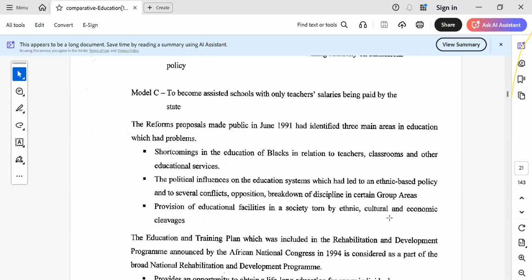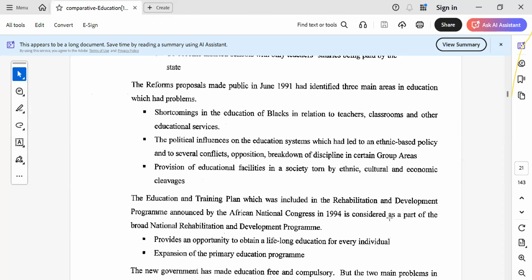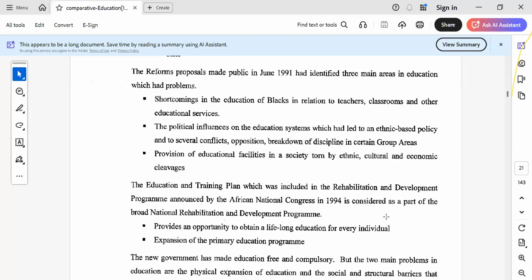So educational facilities were also separated, that means for whites and non-whites. Non-whites only go to these model schools. So model schools are with fewer facilities, right? And they are having admission policies.